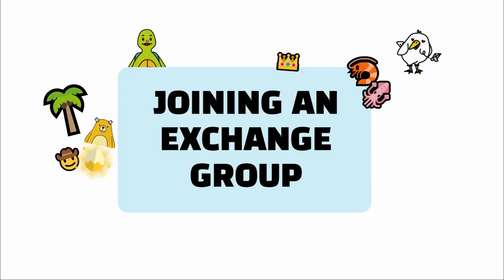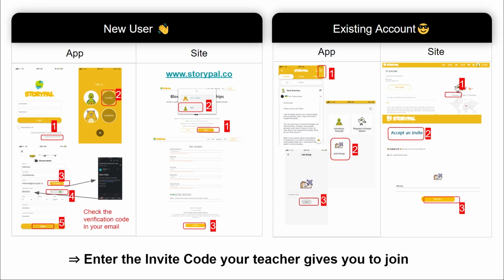So next, we're going to be joining an exchange group. You can sign up for a user account at Storypal either via the app or on our website. Hopefully you've downloaded the app like I asked you to at the beginning of this presentation. But it's pretty straightforward. We're going to click Create New Account, choose the student role, enter our email and the verification code that comes to our email inbox, and click Next.